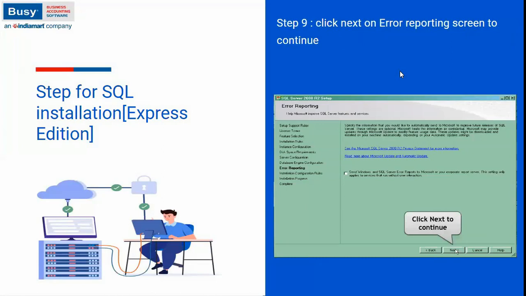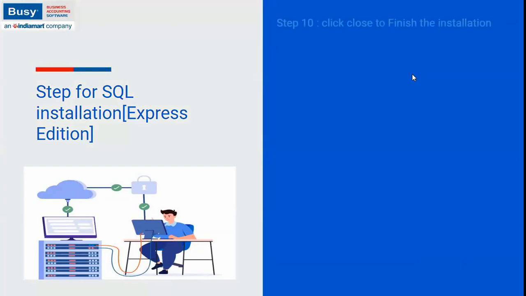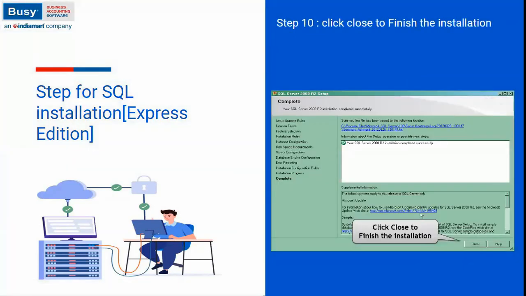Now in the next screen, that is step number 9, you will find this error reporting screen. So you do not need to select all these send Windows and SQL Server error options. You do not need to select this. You simply click on the next button to proceed further. In the 10th step, you will find this finished installation process.